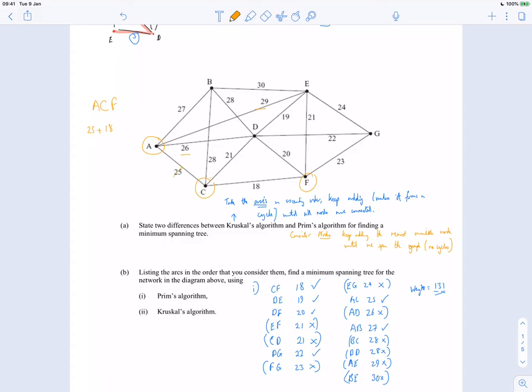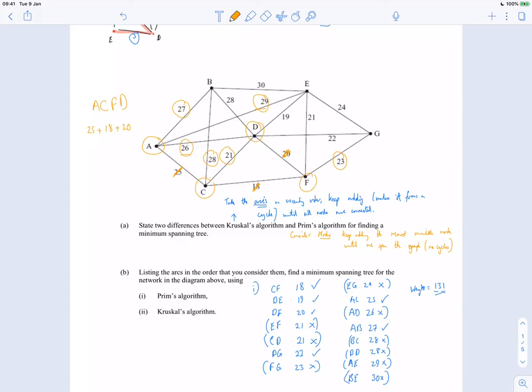And then from F's point of view, or from all of them point of view, we've crossed off 25, crossed off 18. So of all the connections, we've got all the ones from A, which is 27, 26, 29, the ones from C, which is 28 and 21, and the ones from F, which is 20 and 23. Right, so what's the lowest of all those numbers? Well, it looks like it's 20, so D would be the next one. So we'll cross out 20.